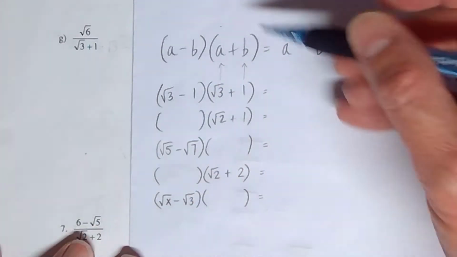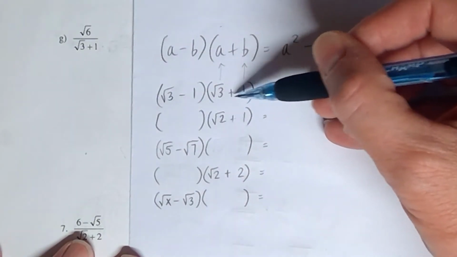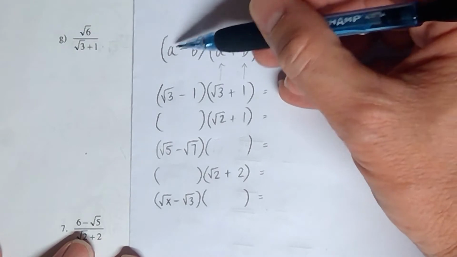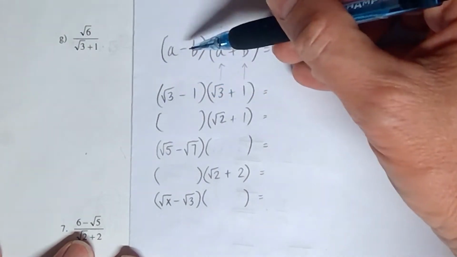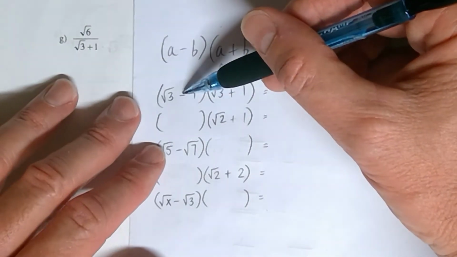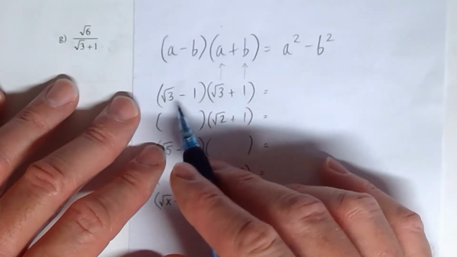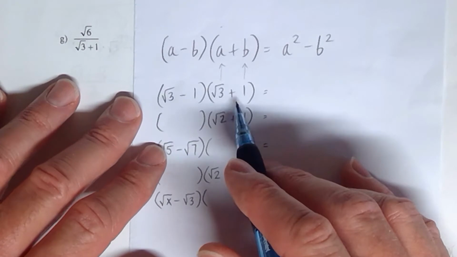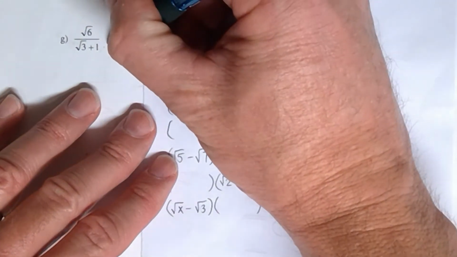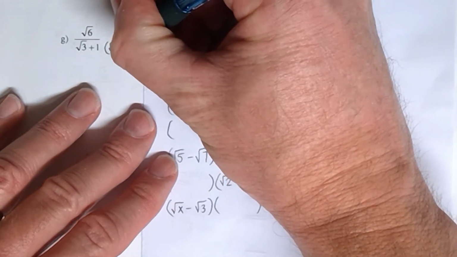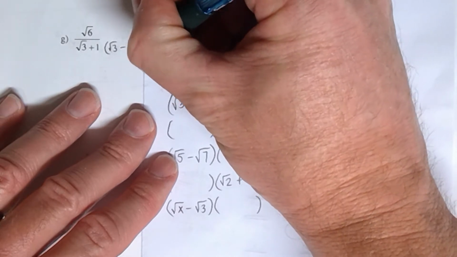So a plus b is this, square root of 3 plus 1. So this must be square root of 3 minus 1. Again, same terms, but the sign in front of the second term changes. Why do I want to multiply these 2 brackets together? And let me go and write that down, by the way. So I'm going to multiply by this. And you'll see why in a second, why this works.